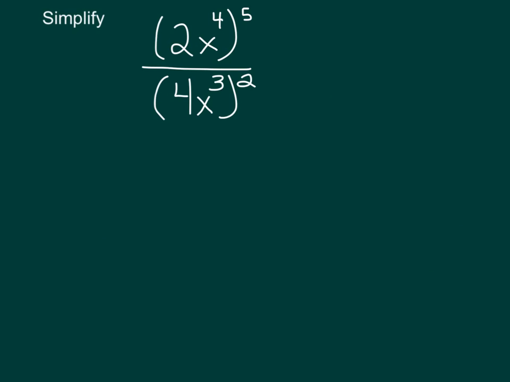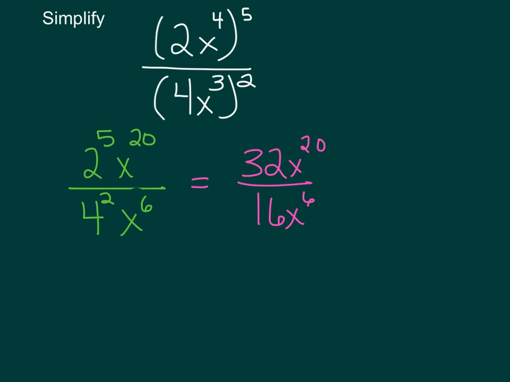And this problem really is no different. The only thing is I need to deal with these from the start. So I'm going to have to distribute with that outside exponent before I do this problem. Okay, so first step is I have 2 to the 5th, x to the 20th, over 4 squared, x to the 6th. I'm going to go ahead and simplify those numbers. And the reason why I did that was because 32 can be divided by 16.